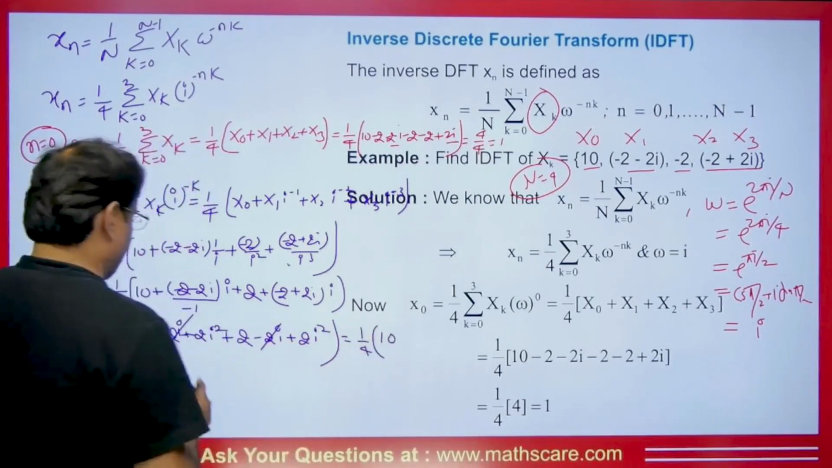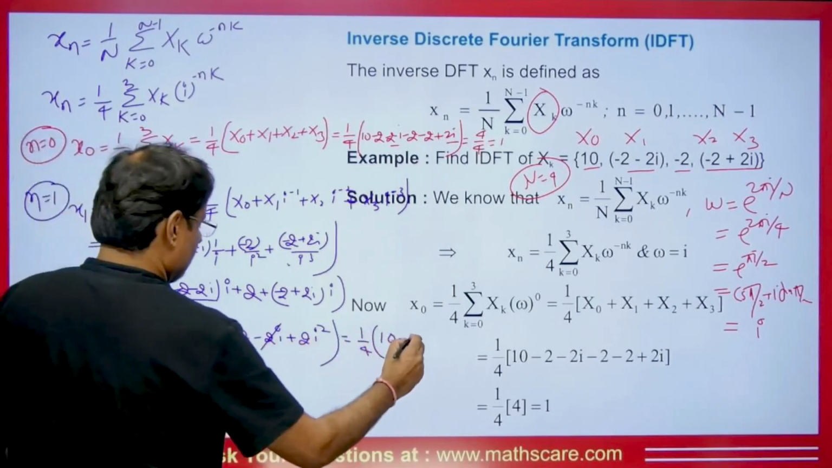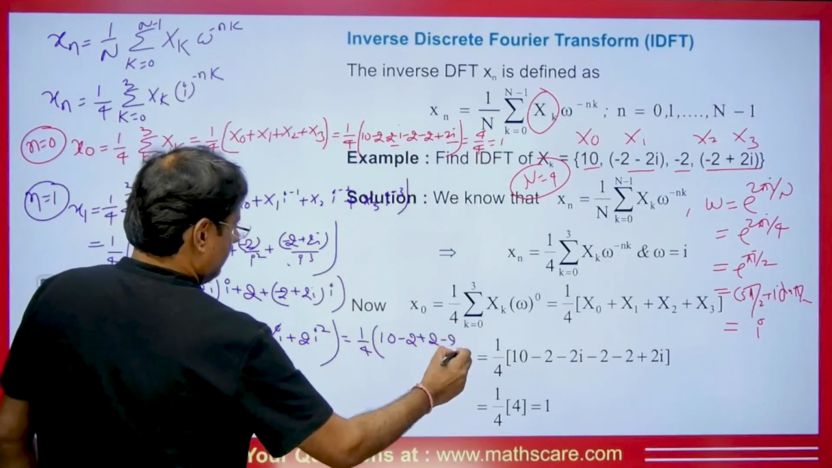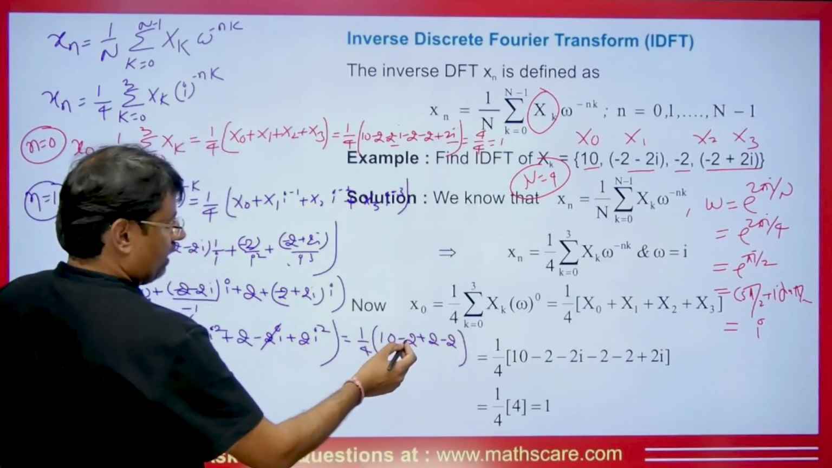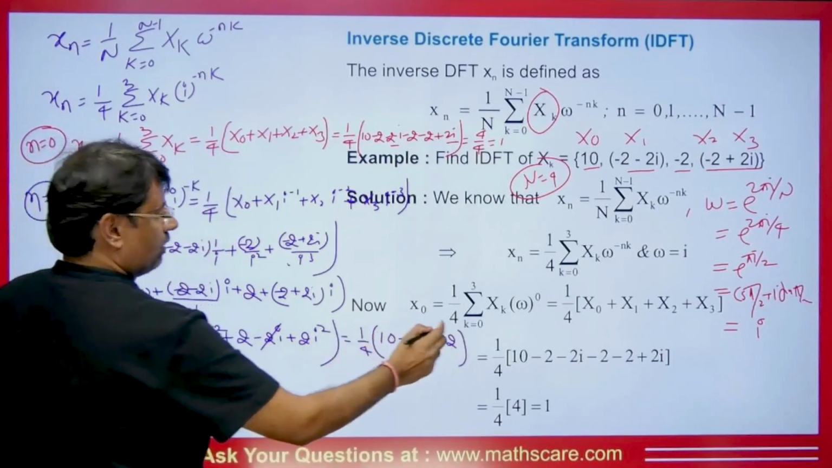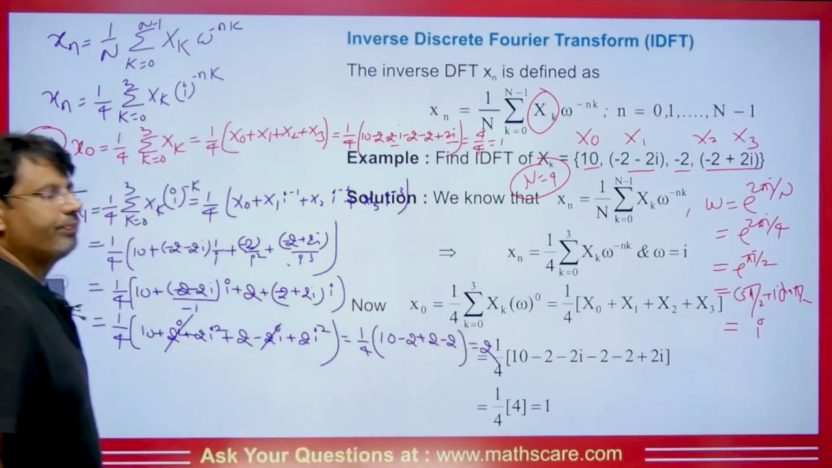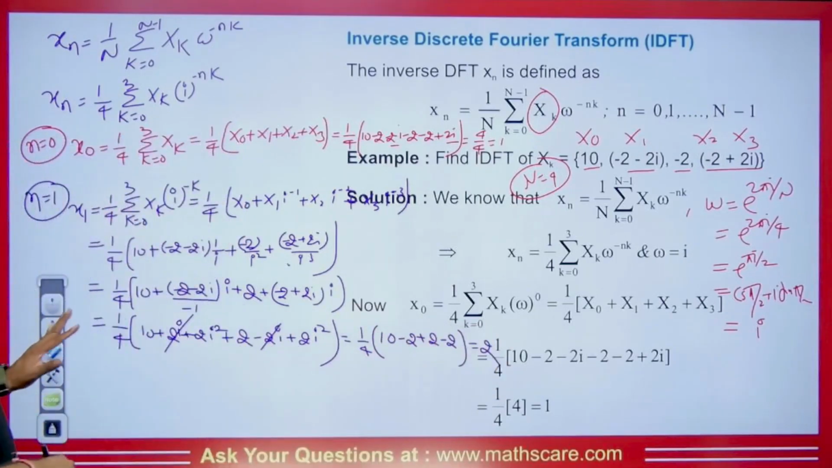And here it will be 10 and we have this iota square's value as minus 2. Plus 2 and this will be minus 2. They will cancel out. 10 minus 2 will be 8, and upon dividing by 4, what will we get as its value here? This will be 2. In this way, we can calculate the inverse discrete Fourier transform.